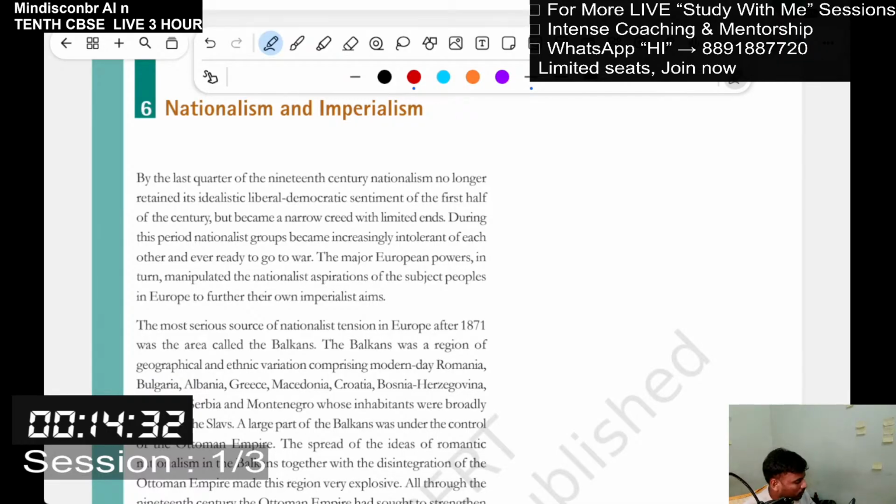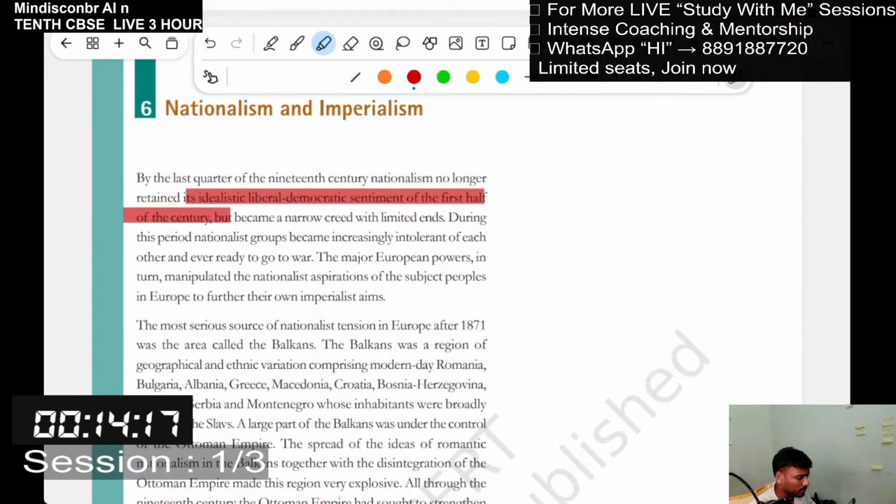By the last quarter of the 19th century, nationalism no longer retained its idealistic, liberal, democratic sentiment of the first half of the century, but became a narrow creed with limited ends. During this period, nationalist groups became increasingly intolerant of each other and ever ready to go to war. The major European powers, in turn, manipulated the nationalist aspirations of the subject peoples in Europe to further their own imperialist aims.